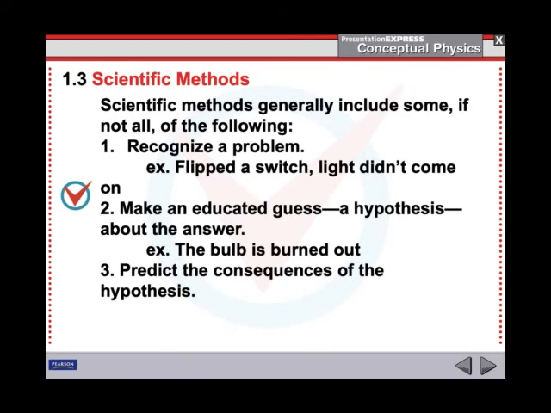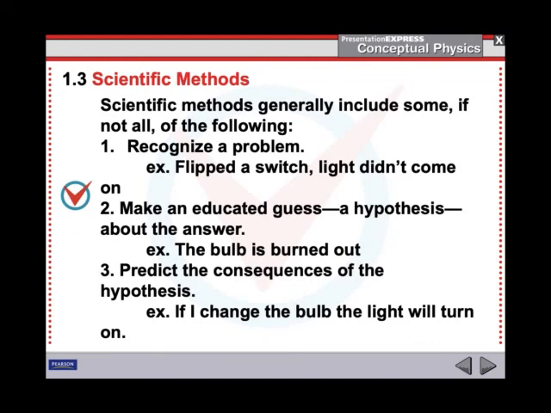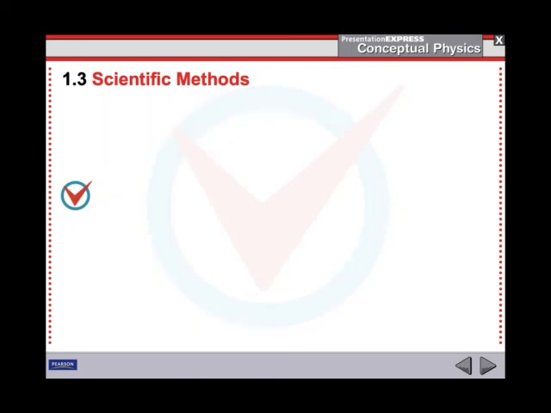So what do you do? You predict the consequences of the hypothesis. Well, if I change the bulb, then the light will work. If I change the bulb, the light will turn on. Awesome. So that's predicting the consequence of the hypothesis. So you've kind of set up the parameters for a little experiment that you're going to do. And guess what the next thing is?